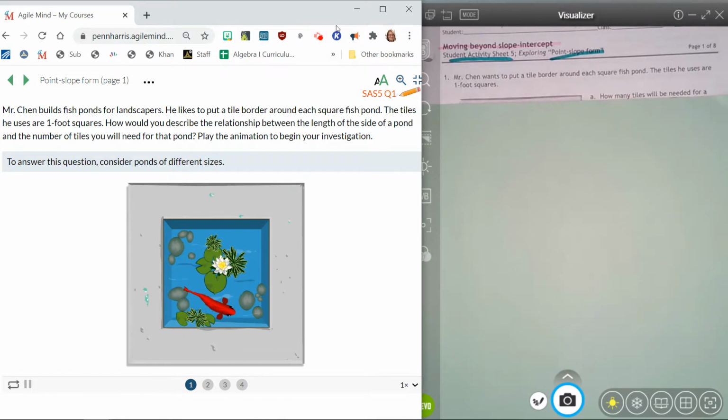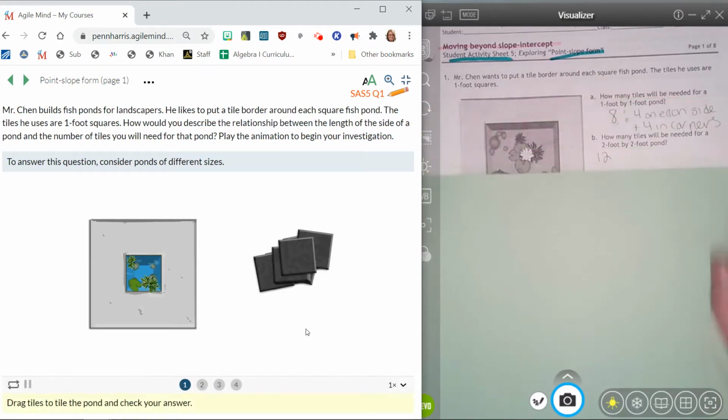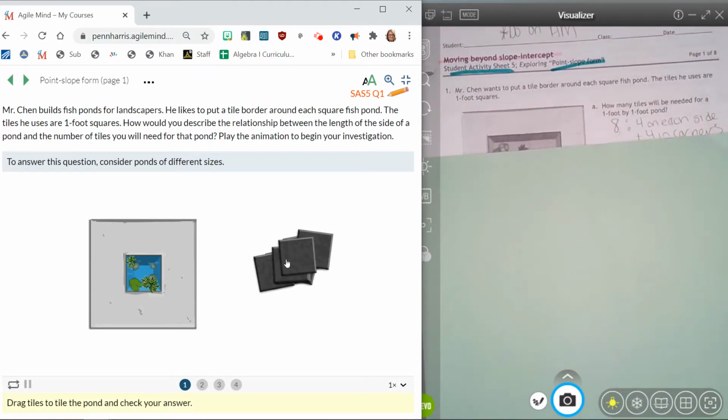Okay, with this particular problem, if I were to put in tiles, I'd have 1, 2, 3, and 4 plus the 4 corners, which would mean I would need 8 tiles on this particular problem. Okay, but if we look at this problem here, and if you wanted, you could play with the tiles. You can get on Agile Mind to show this.